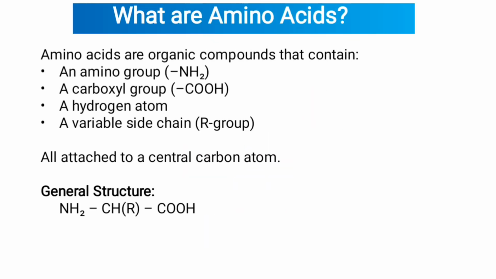What are amino acids? Amino acids are organic compounds that contain an amino group, NH2, a carboxyl group, COOH, a hydrogen atom, and a variable side chain or R group, all attached to a central carbon atom. General structure: NH2-CH(R)-COOH.